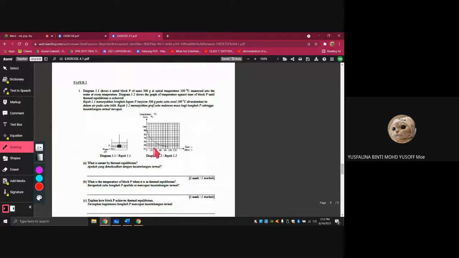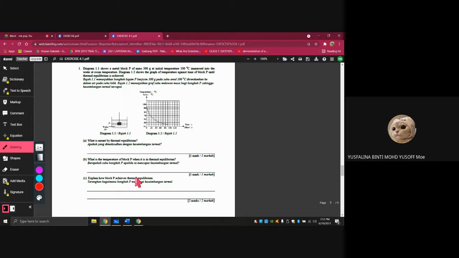For 1A, what does it mean by thermal equilibrium? I told you already, you can answer by using the three sentences. The first one: the temperature of block P is the same as the water. Or you can say the rate of heat transfer is equal, or you can say the net rate of heat transfer between two objects is 0. You can use any one of these three sentences to answer this question.